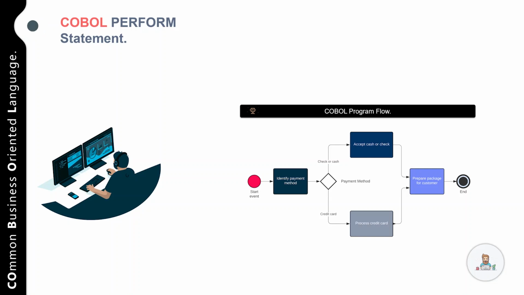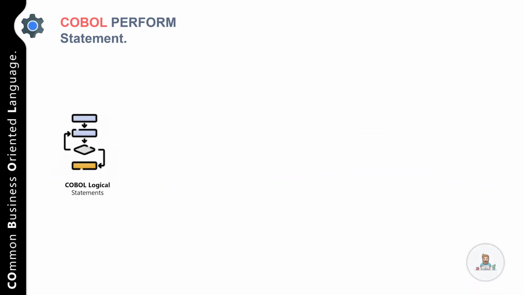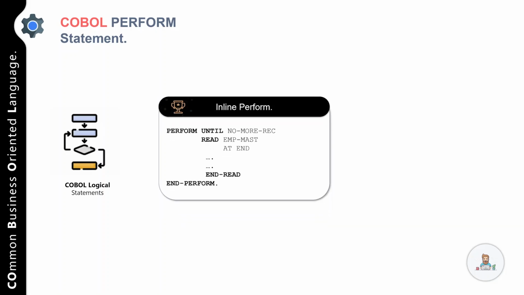In a nutshell, PERFORM statements are used to implement loops in the COBOL program, and they are also used to transfer control explicitly or implicitly within the paragraph or section or procedure. The PERFORM statement is divided into two different categories. The first one is the inline PERFORM statement, that is, PERFORM UNTIL.